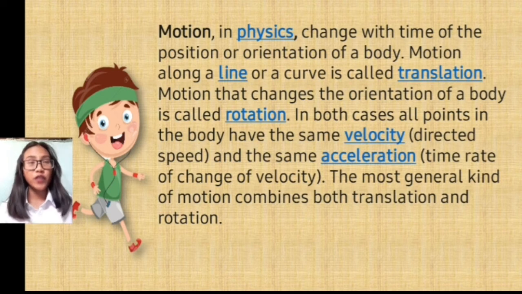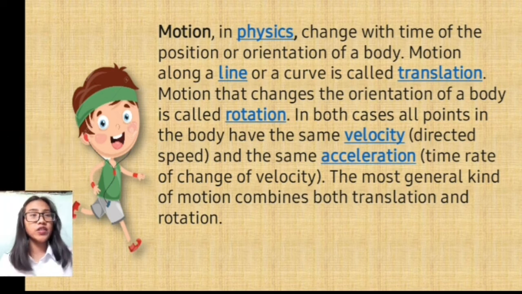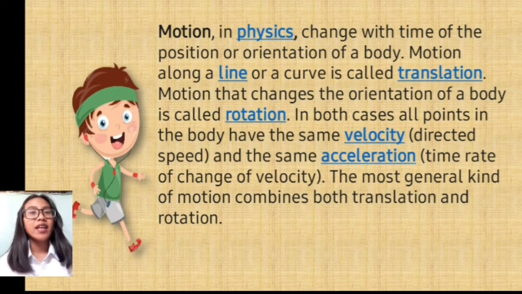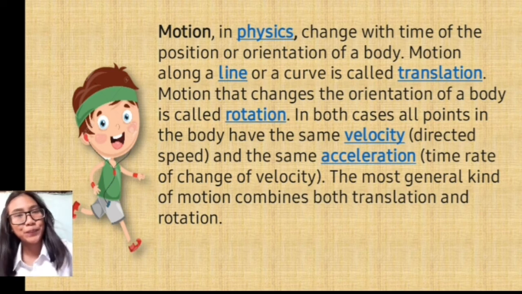So, what is motion? In physics, motion is the change with time of the position or orientation of a body. Motion along a line or a curve is called translation. Motion that changes the orientation of a body is called rotation. In both cases, all points in the body have the same velocity, direction, and the same acceleration. The most general kind of motion combines both translation and rotation, and that is the motion in physics.